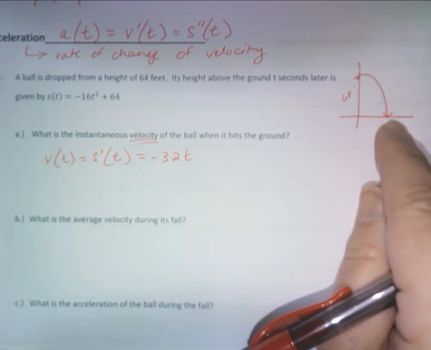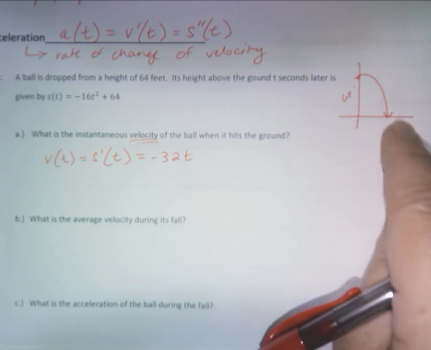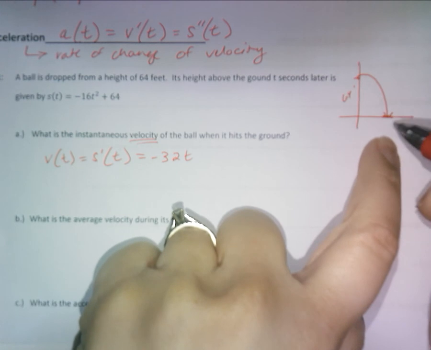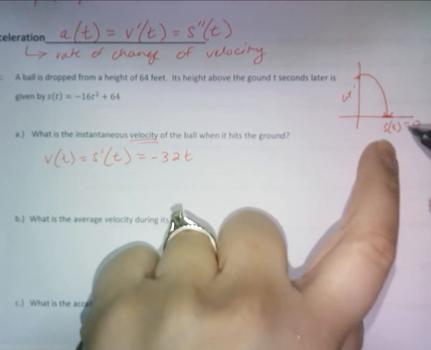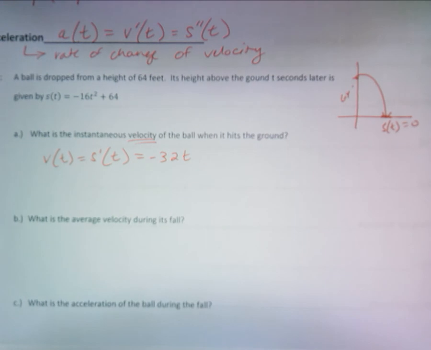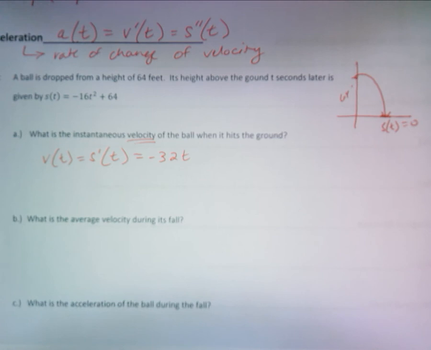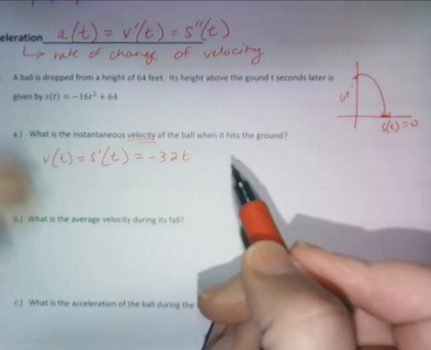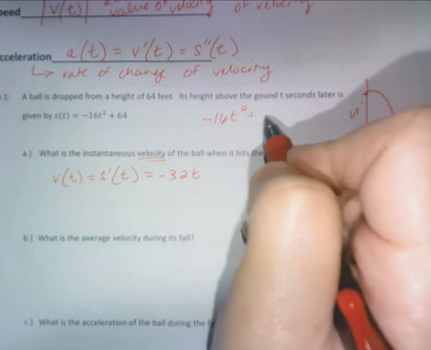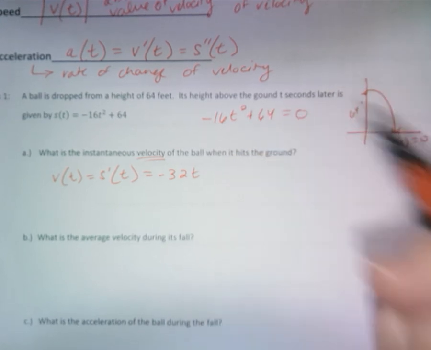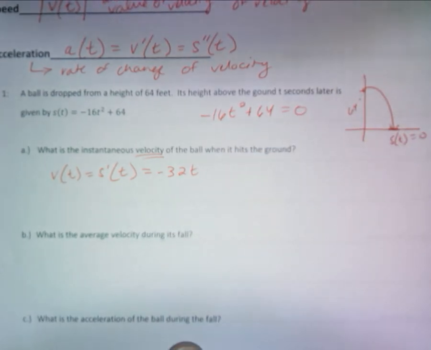Very good. We are at a position right here at like a position of 0. Would you agree? Ground level 0. Have you heard of that before? So I need to know what was the time that it became 0. So I have to go back up here and set my position function, my y value, equal to 0. And just solve for t.